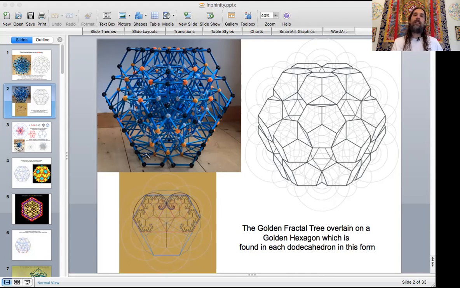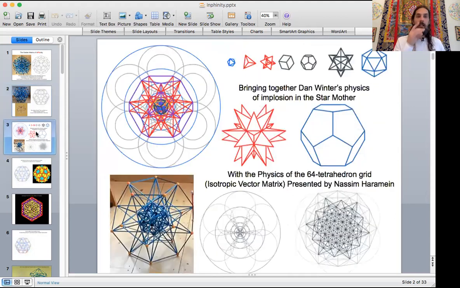And here it is, the outline of this multitude of dodecahedron. And so let's see. Now I wanted to just touch base on the two things, and I don't really know how either Dan or Nassim here would feel about this, bringing their two things together. Maybe they already consider them completely unified.